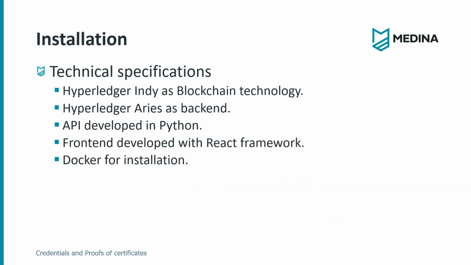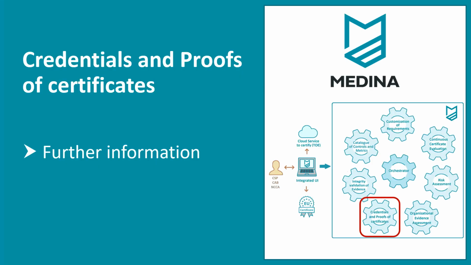Here you can see a list of technologies that have been used within the MEDINA self-sovereign identity framework. Hyperledger Indy and Hyperledger Aries are the selected self-sovereign identity technologies for the blockchain network and the backend implementation respectively. The frontend, including the graphical interface of the three actors, has been developed in React. The API in the issuer for receiving information from the Lifecycle Manager is implemented in Python. Finally, Docker has been considered for easy installation. This is all about the self-sovereign identity framework.